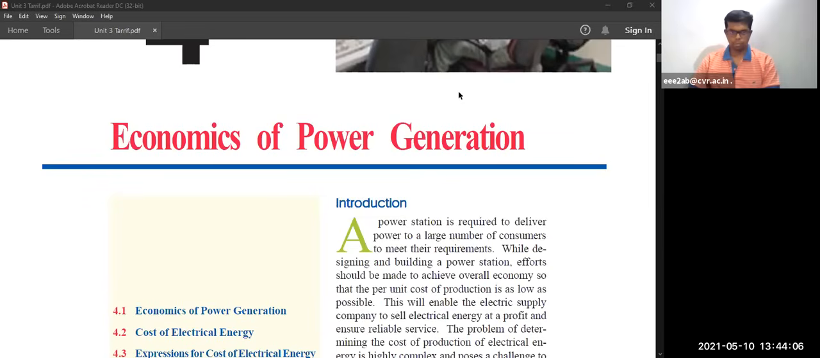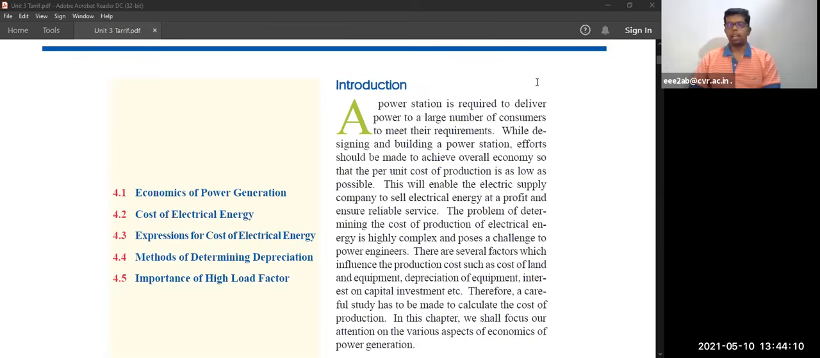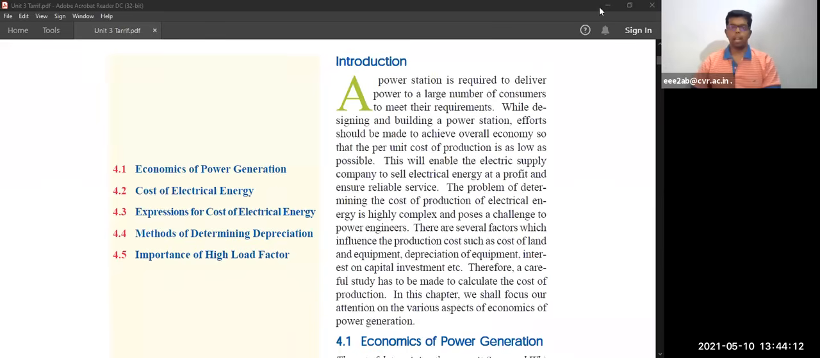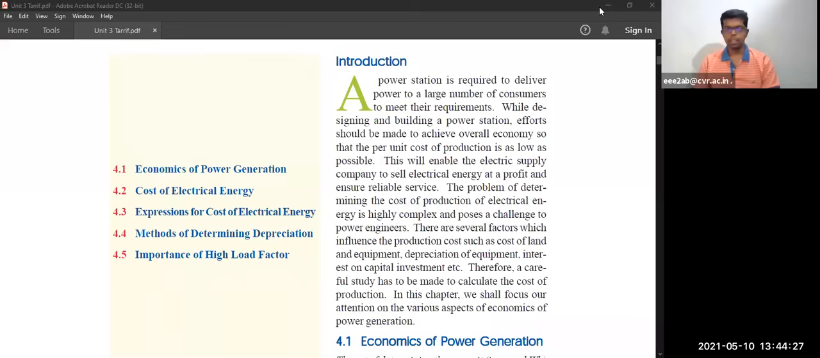We are going to see about the economics of power generation. A power station is required. A large amount of power is required to be delivered to large consumers to meet the demand. That is the requirement.